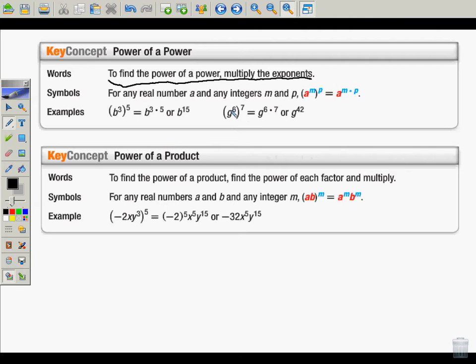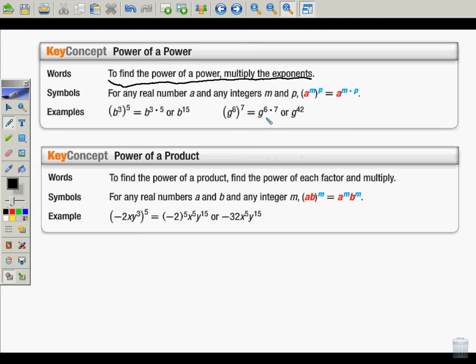Then we have g raised to the 6th raised to the 7th power. Again, we have a variable with a power being raised to another power, so power to a power rule. We multiply exponents together, g raised to the 6 times 7, and 6 times 7 gives us 42, and that's where we get g raised to the 42nd power.